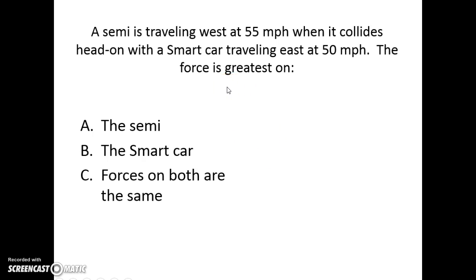Same thing here, a semi is traveling west at 55 miles per hour. It collides head-on with a smart car. What's the force greatest on? The forces are the same on both objects, because that's Newton's third law.